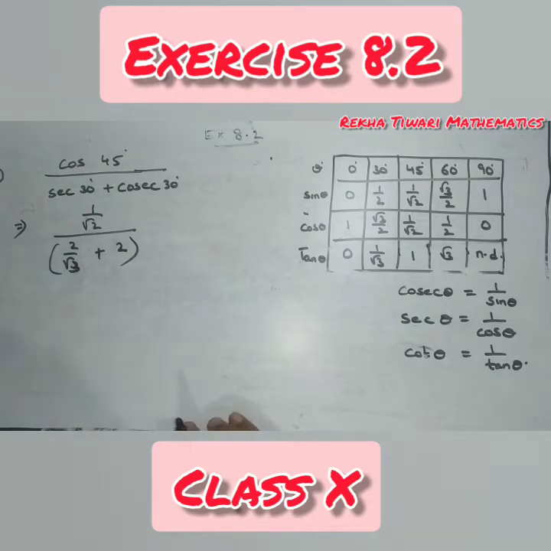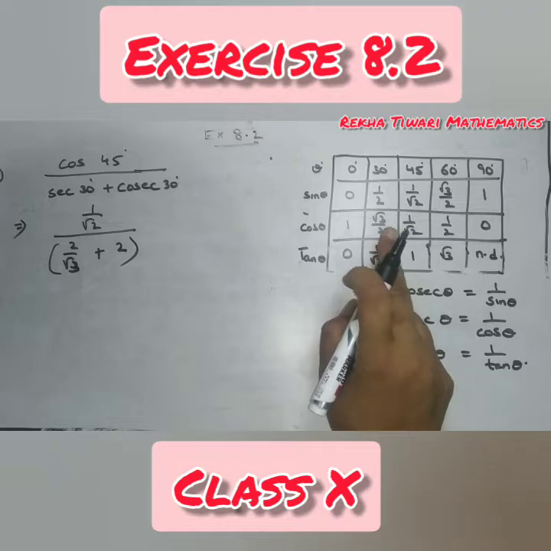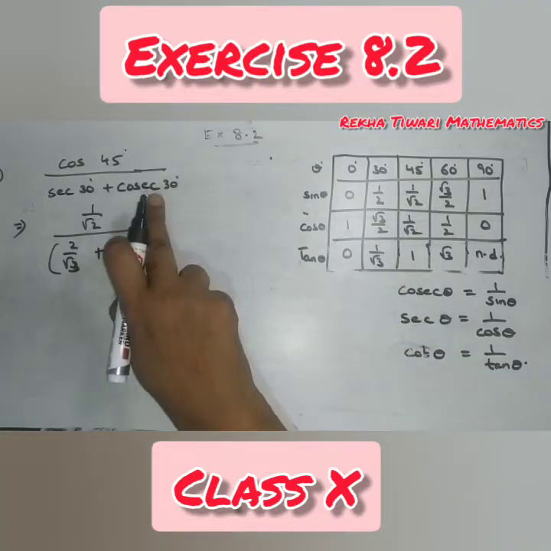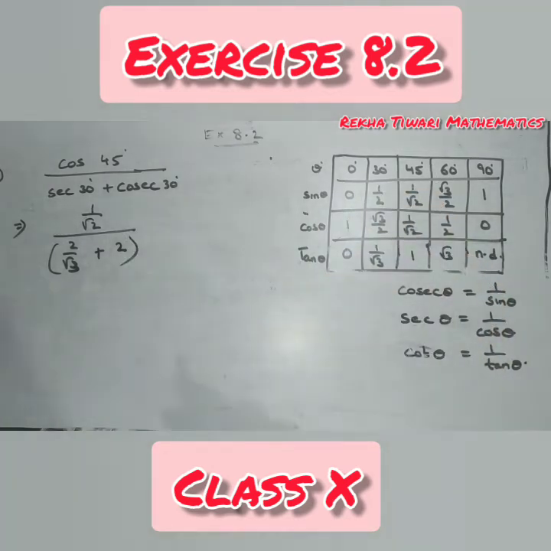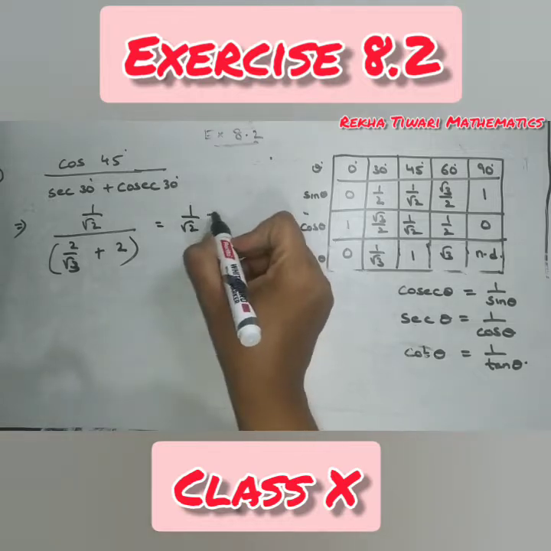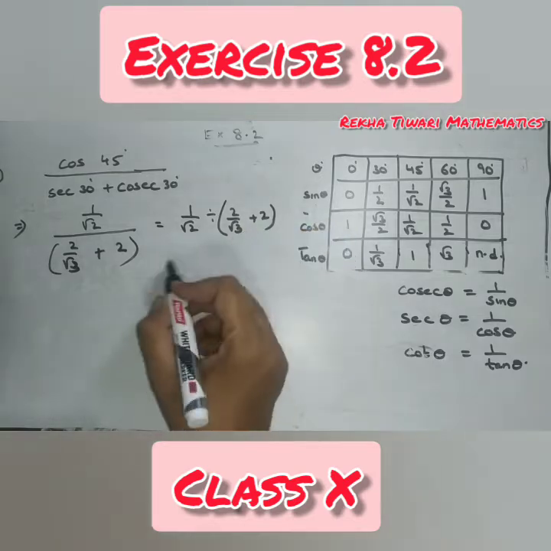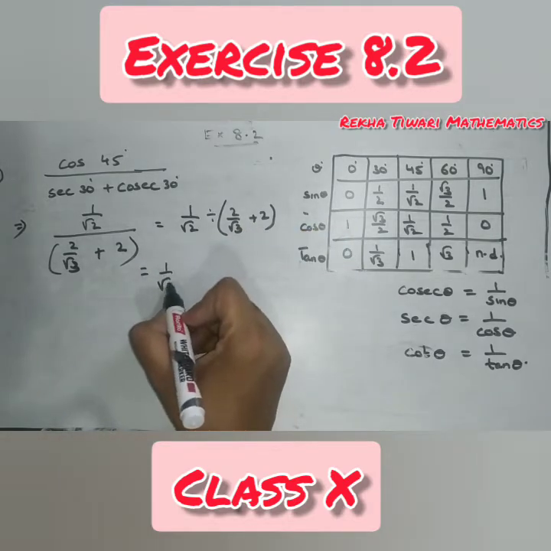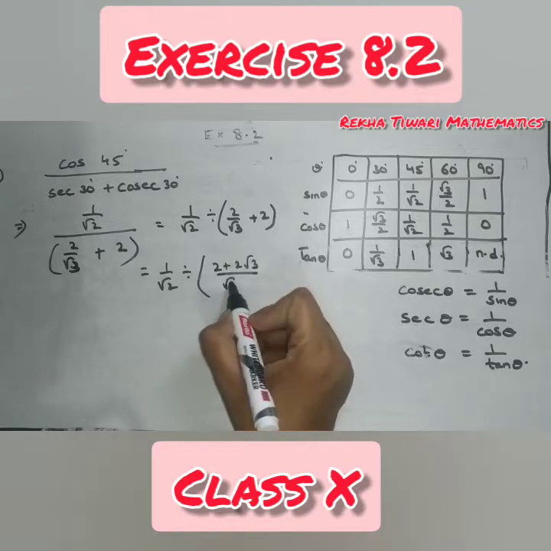Just check once again. Sec 30 is the reciprocal of cos 30. Cos 30 is root 3 by 2, so the reciprocal becomes 2 by root 3. Cosec 30 is the reciprocal of sin 30. Value is 1 by 2, so reciprocal becomes 2. Now I have to solve this thing. So what you get? You can write this as 1 by root 2 divided by 2 by root 3 plus 2 for calculation purpose. This is 1 by root 2 divided by 2 plus 2 root 3 upon root 3.